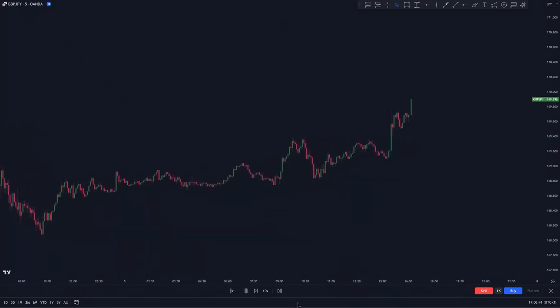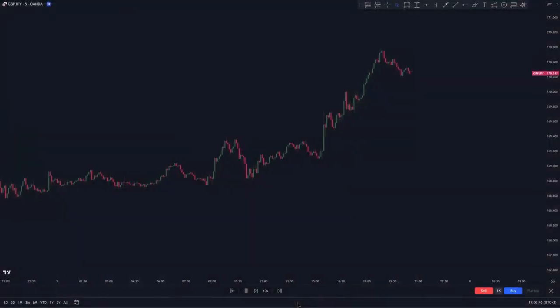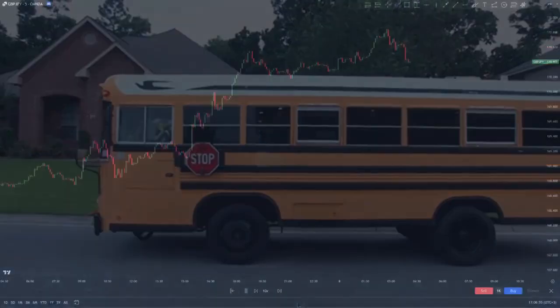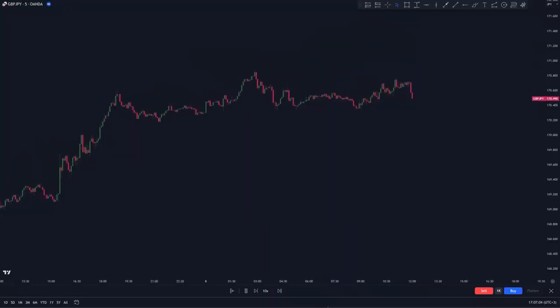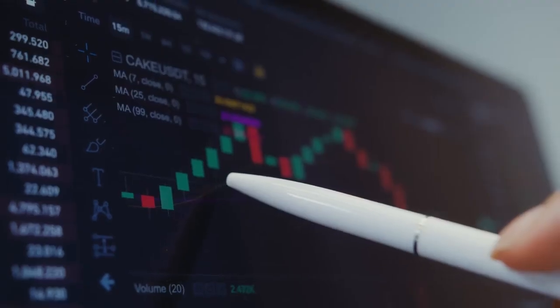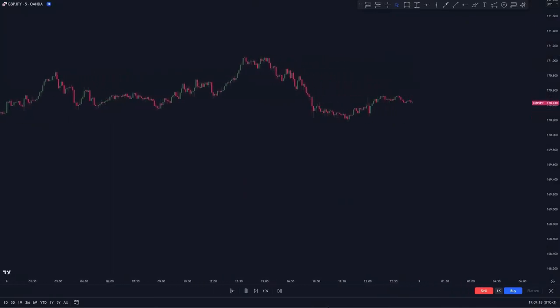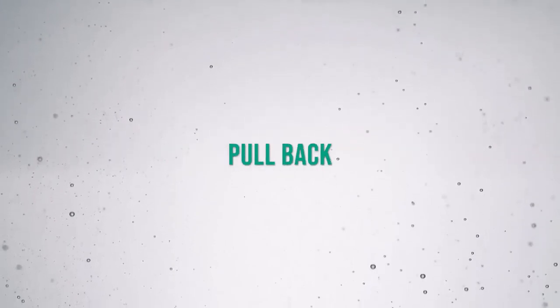A trending market is like a speeding bus. Just as you would wait for a bus to slow down or completely stop before you board, with a trending market, you wouldn't just enter trades anywhere. Instead, you would wait for the trend to slow down before entering your trade.